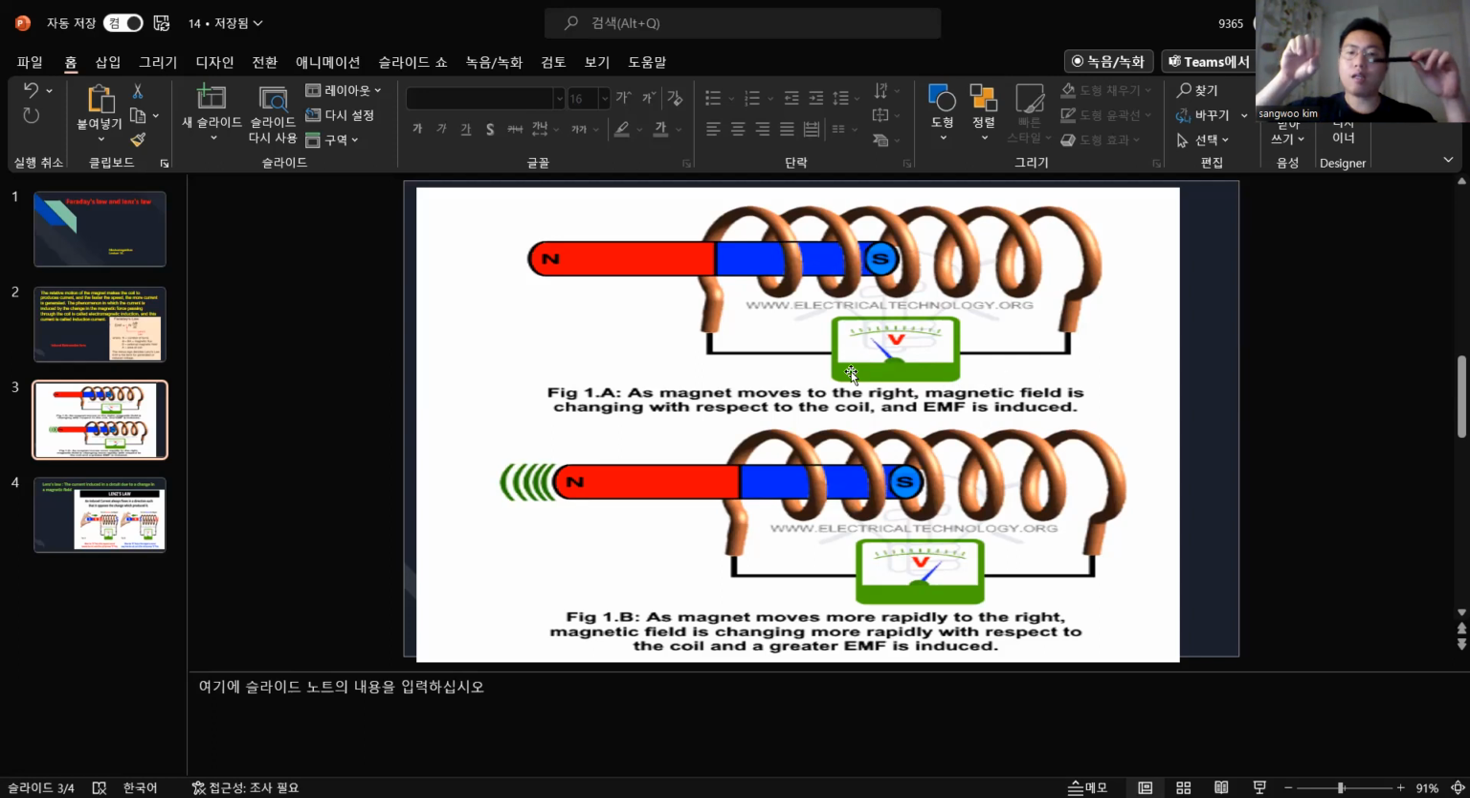And the second part is the speed, right? The magnet moves at this speed or this speed. If it moves rapidly to the left, to the right, the greater EMF is induced. You can see here, right? The arrow here and here. So let's see more.